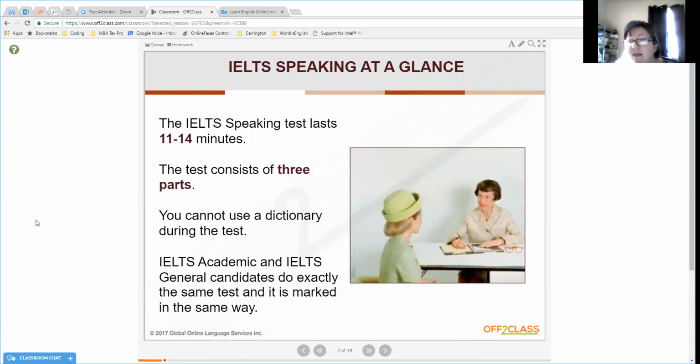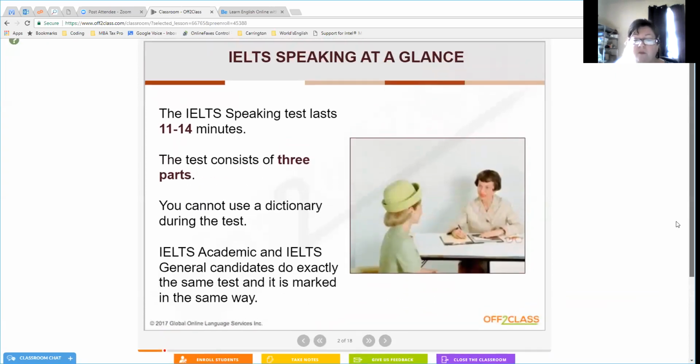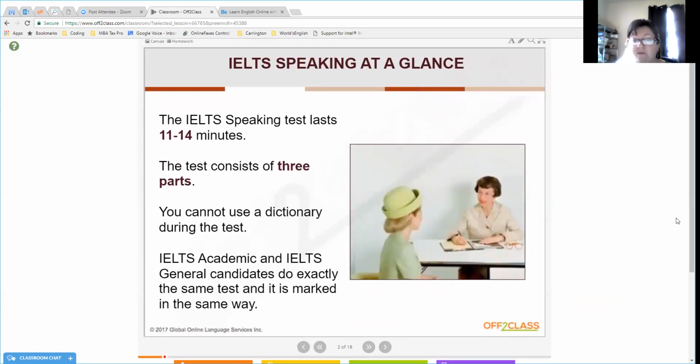The test is the same regardless of whether you're taking the academic version or the general version. The speaking section of the test is the same. Reading and writing have different tests depending on whether you are taking the academic or the general test, but speaking will be the same on both.